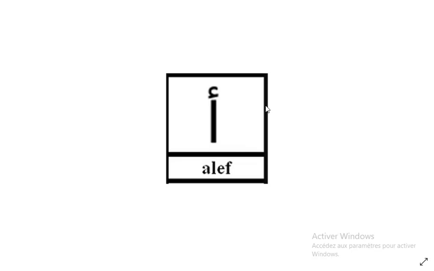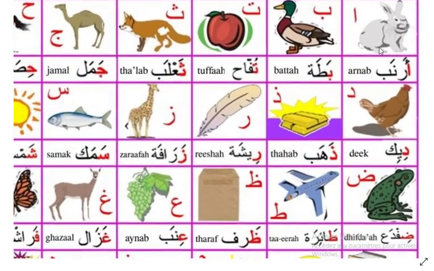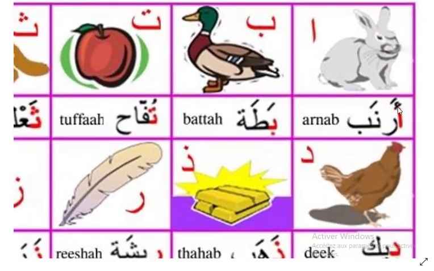I'm going to use it now in a word. Arnab, which means rabbit. Like for this example, the first letter here, Arnab. A. That's the sound. It's highlighted here in red.